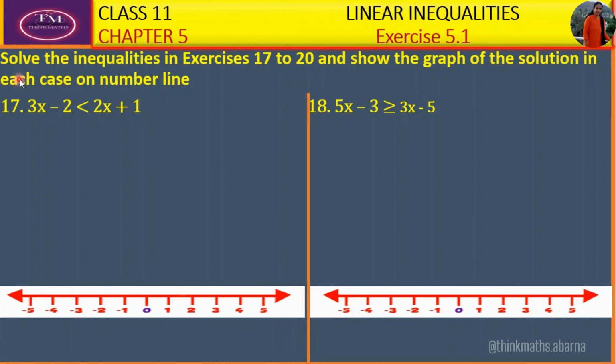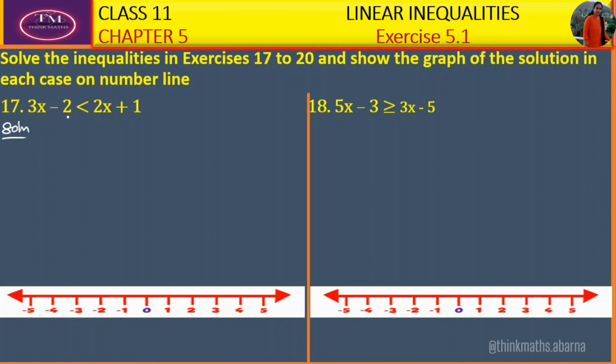So moving on to the 17th one. So here what is given? Solve the inequalities in exercises 17 to 20 and show the graph of the solution in each case on a number line. For questions 17 to 20, we have to show the solution on the number line. So this is the number line. We have to show the solutions for problems 17 to 20 on the number line. First let us simplify this and find out the values of x.